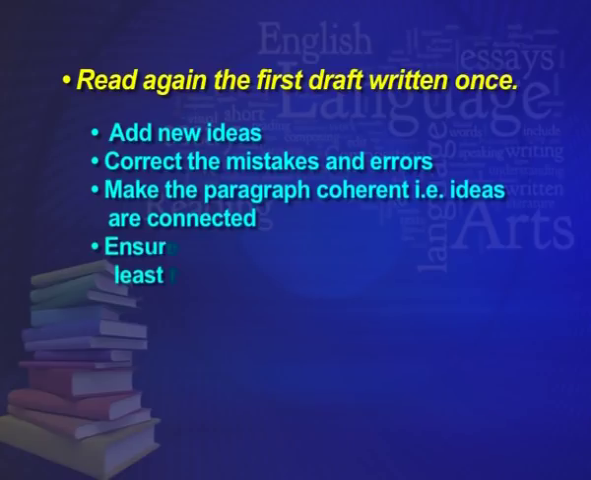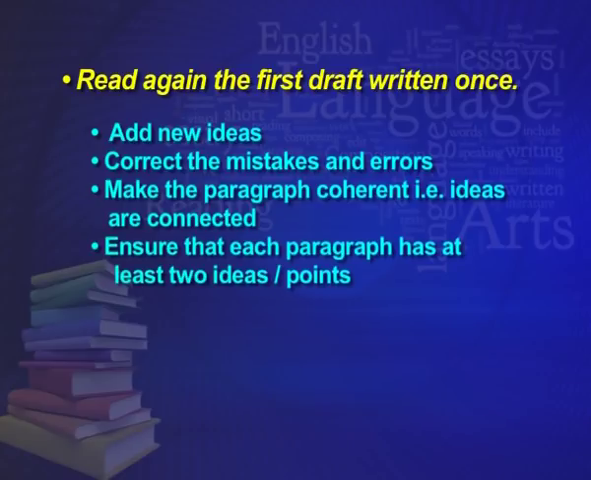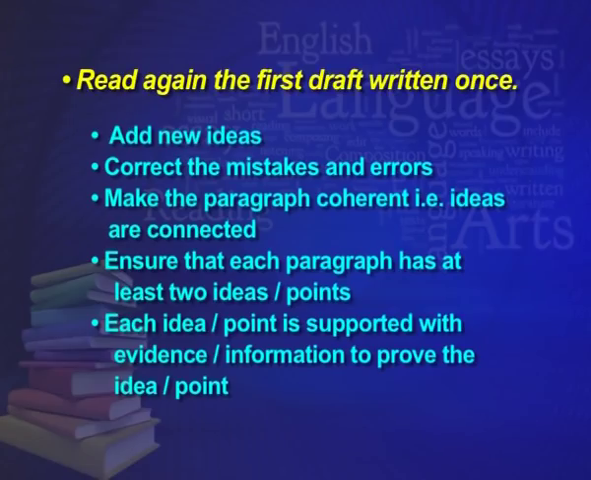Let us go further. Ensure that each paragraph has at least 2 ideas. You talk about the table or the television, how they look and how the whole room looks. So, at least 2-3 ideas. Each idea or point is supported with evidence or information to prove it. When you write, you make a statement: there is a table at the corner with books. So, it is a complete idea. If you say there is a table, but not where it is placed or what things are kept on it, it is not complete. So, you have to give a complete idea.